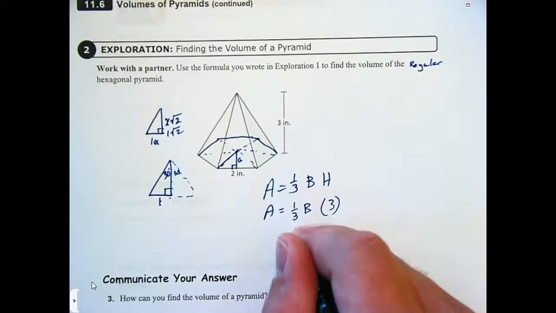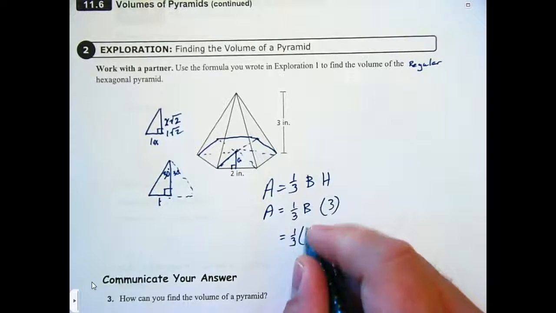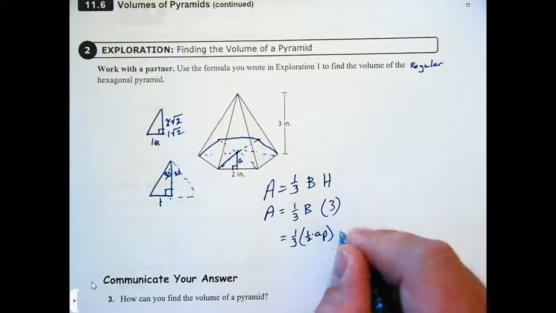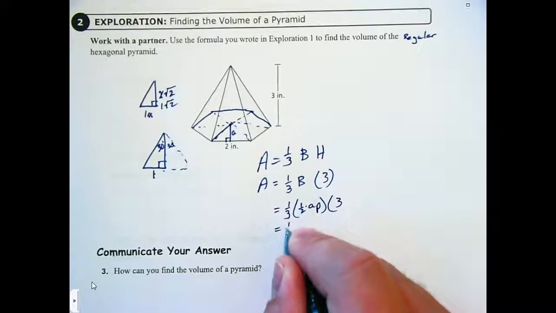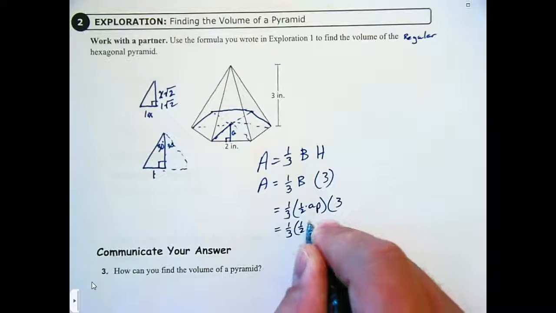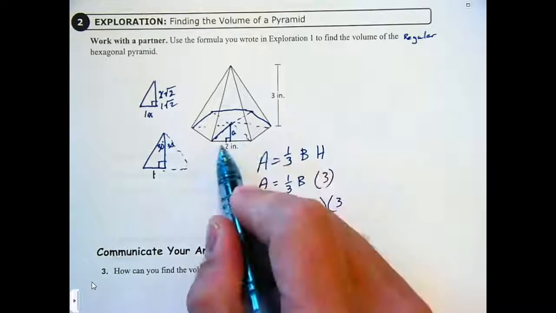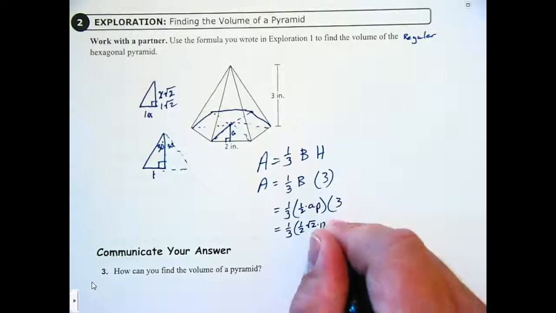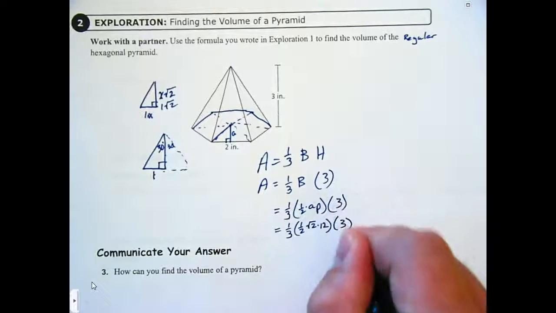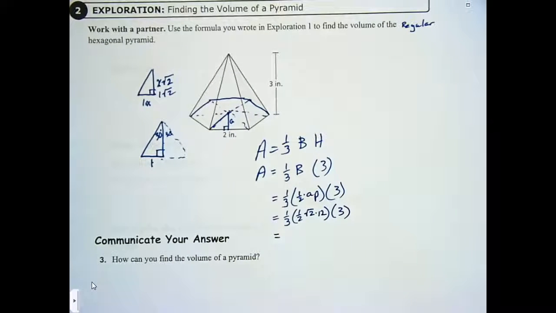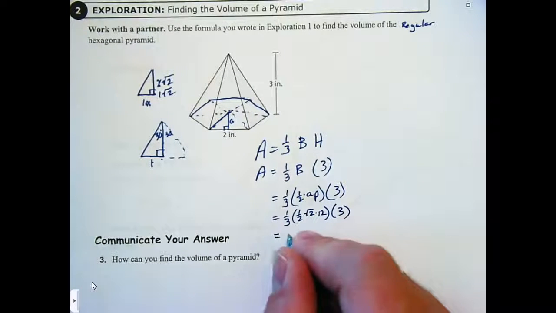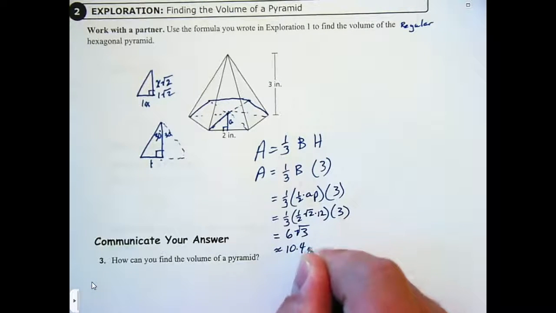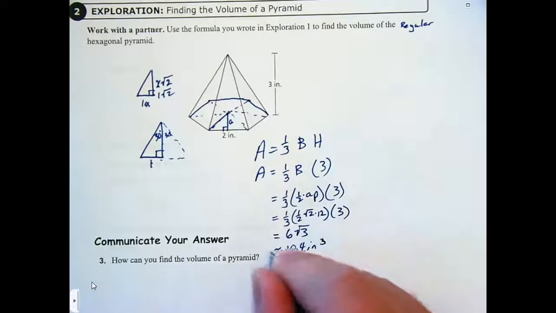So the volume is going to be 1/3. Remember, this is the formula for area of the base is 1/2 AP, all times 3. So that's 1/3 times 1/2 of root 3. And then the perimeter is 2 times 6, or 12. Okay, so we end up with, multiplying all that together, we get 6 root 3, which is approximately 10.4 cubic inches.